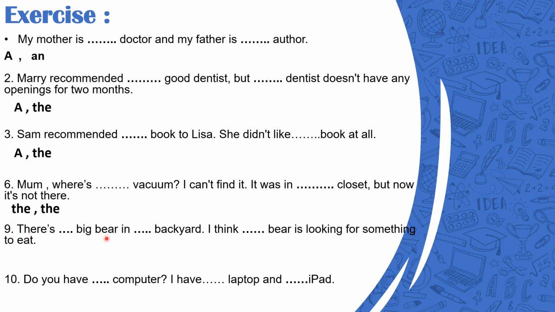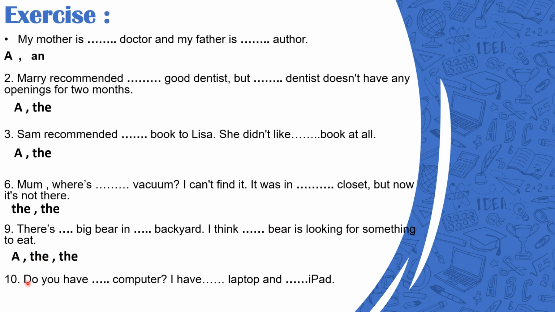There is what? A big bear in the backyard. We know which backyard we are talking about, but big bear is mentioned for the first time. So there is a big bear in the backyard. Here we mentioned the bear again, so we have to use the. Excellent. So there is a big bear in the backyard. I think the bear is looking for something to eat.